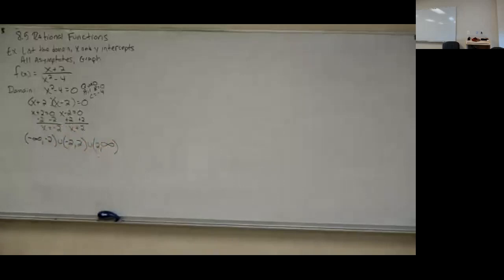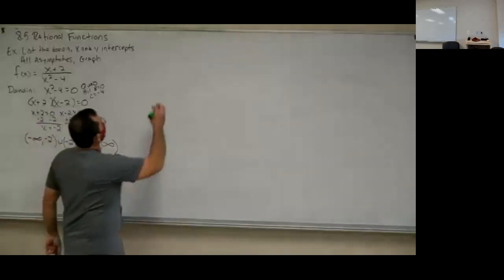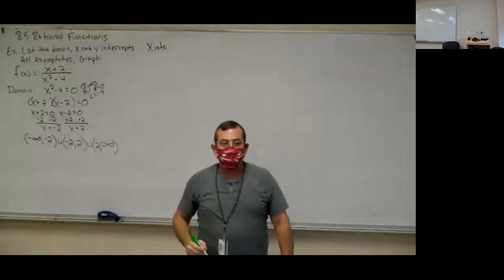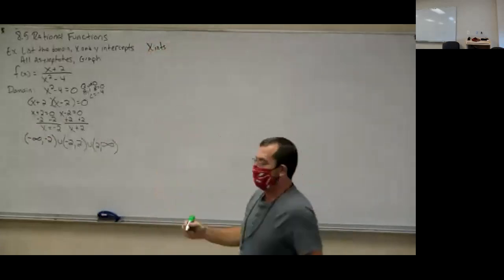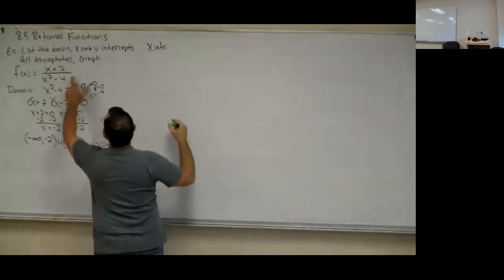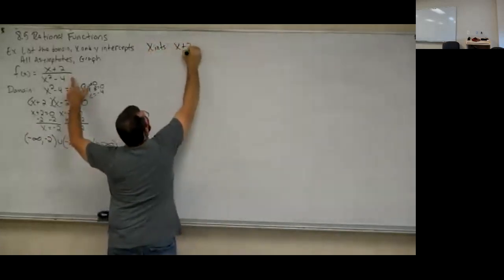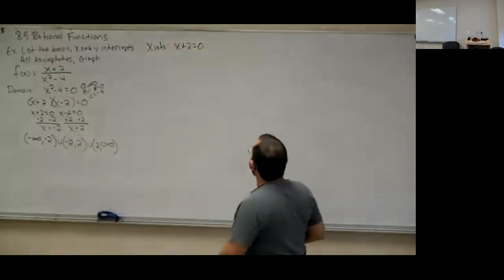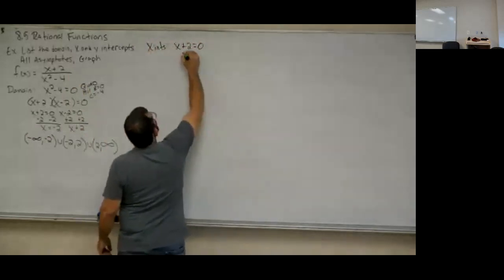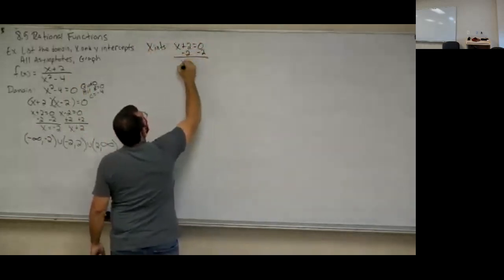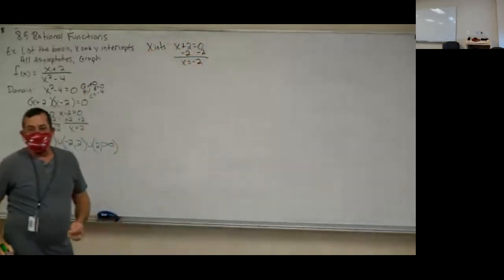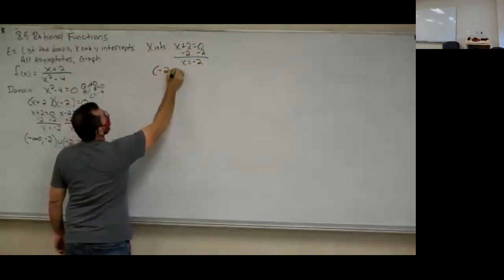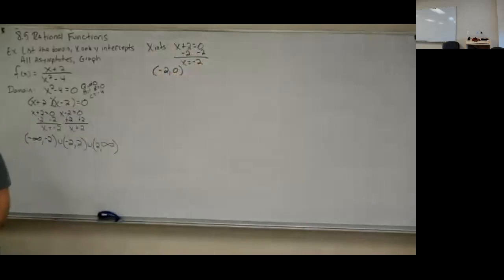Then it wants me to find the x and y intercepts. To find the x-intercepts, you take the numerator and set it equal to 0. My numerator is x plus 2, so I'm going to set x plus 2 equal to 0. Solving that, I just subtract 2, so I get x equals -2, which means the x-intercept is (-2, 0).